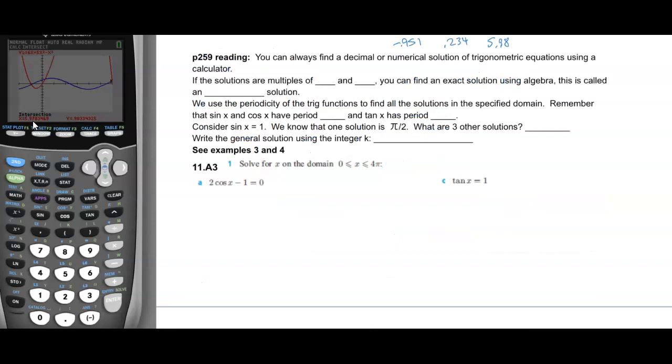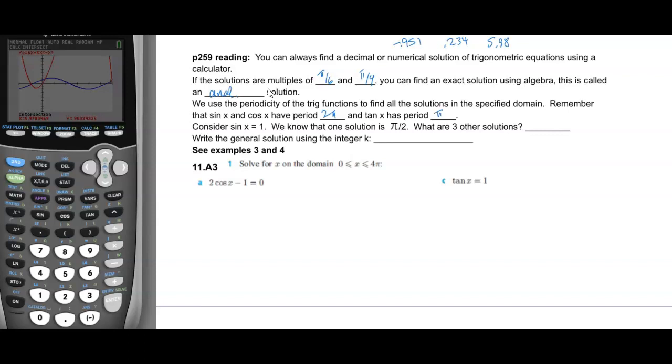Final section. You can always find a decimal or numerical solution of a trigonometric equation using a calculator, which we just did. If the solutions are multiples of the special angles like pi over 6 and pi over 4, you can always find an exact solution using algebra. This is called an analytical solution. We use the periodicity of the trig functions to find all the solutions in the specified domain. Remember that sine x and cosine x have period 2 pi and tan x has period pi.